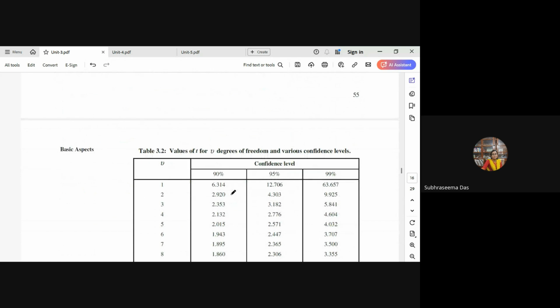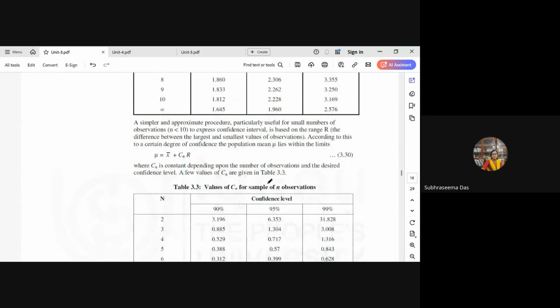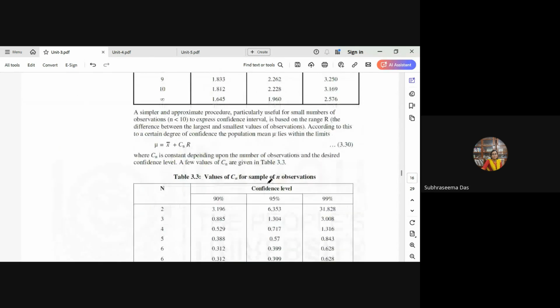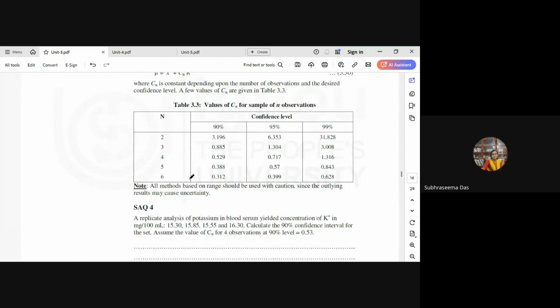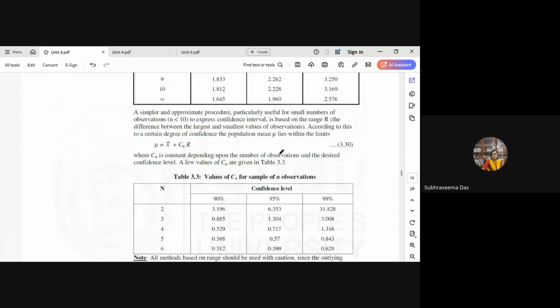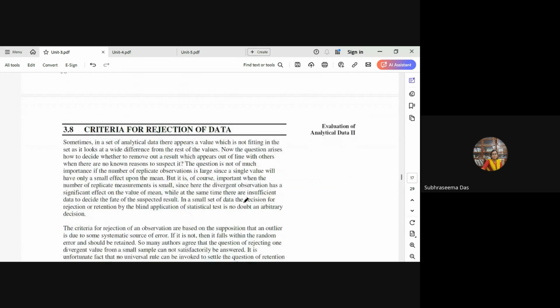For illustration, a table has been given for various values of t and degrees of freedom for different confidence levels. Using this equation and this table, we can find out the confidence interval. Now coming to criteria for rejection of data.